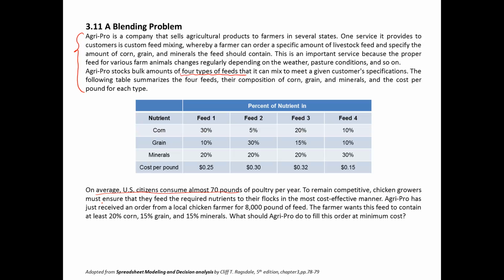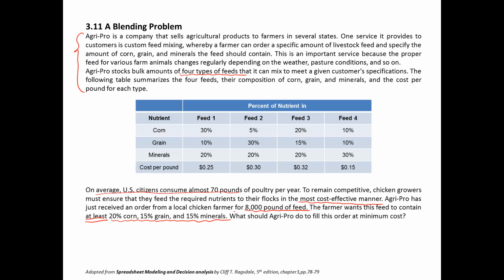Chicken growers must ensure that they feed the required nutrients to their flocks in the most cost-effective manner. So that probably indicates something for us. AgriPro has just received an order from a local chicken farm for 8,000 pounds of feed. They want this feed to contain at least, that's a keyword for a constraint, at least 20% corn, 15% grain, and 15% minerals. What should this company do to fill this order at minimum cost?